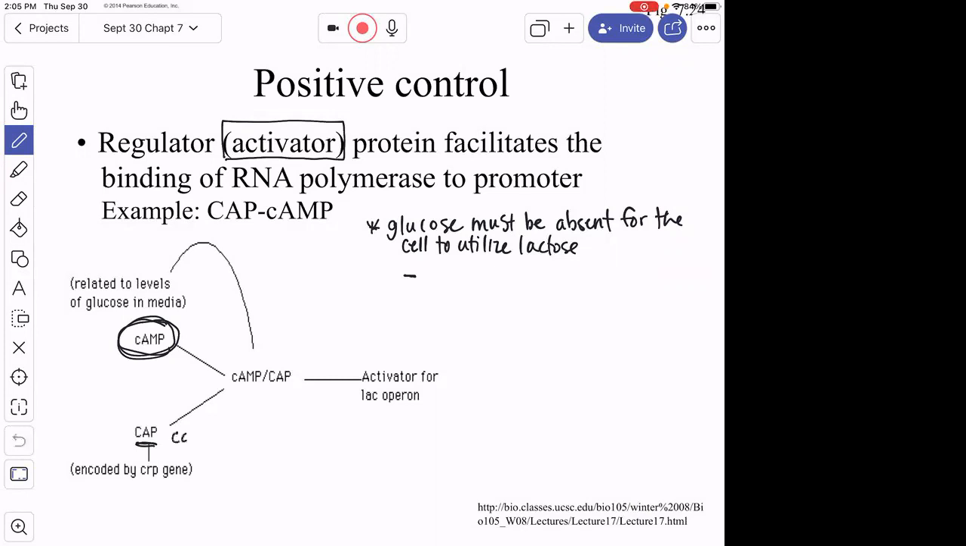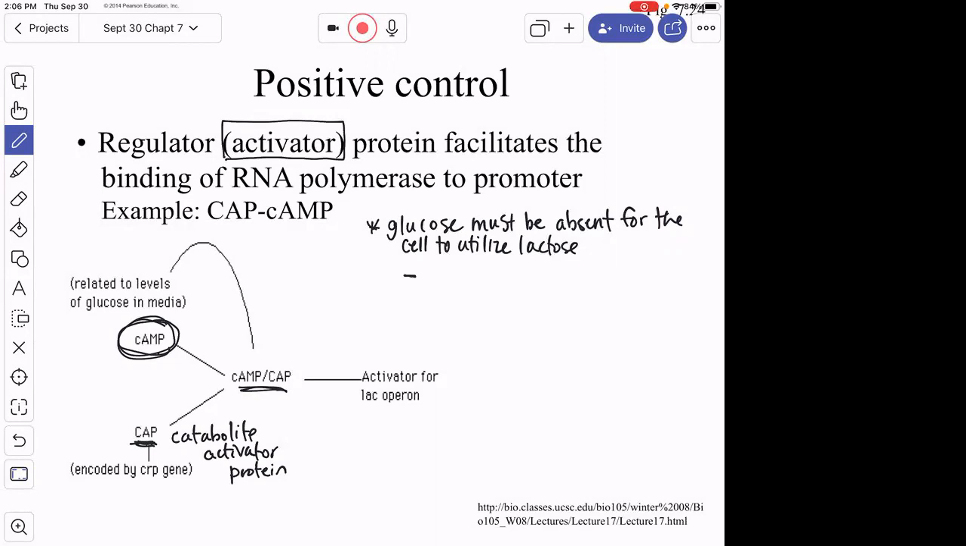That stands for catabolite activator protein. Glucose and lactose are catabolites, something that's catabolized. So when there's lots of cyclic AMP, it will bind to that CAP protein here, and the RNA polymerase recognizes that, and only when it recognizes that complex will it transcribe the lactose operon.